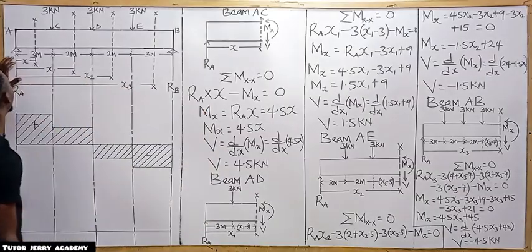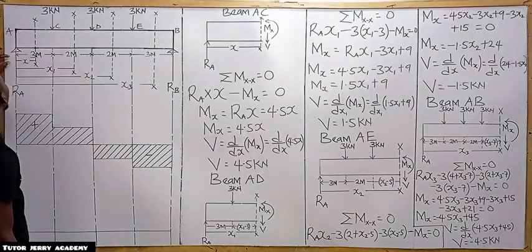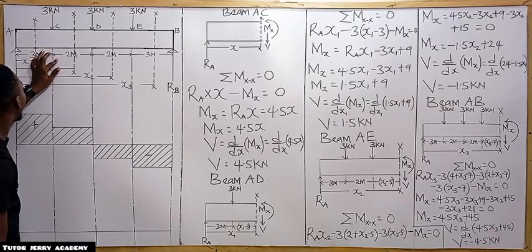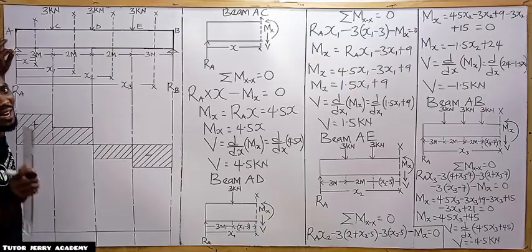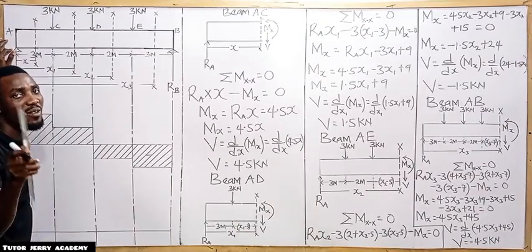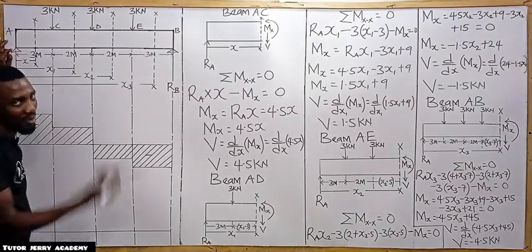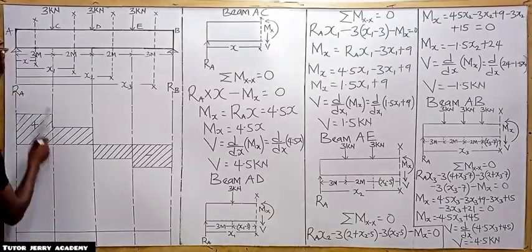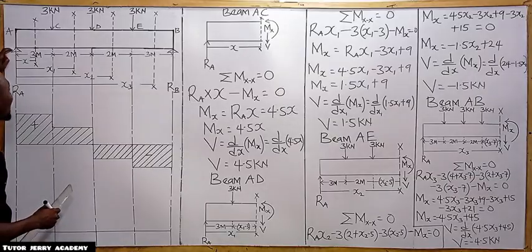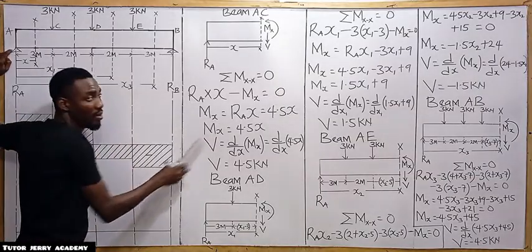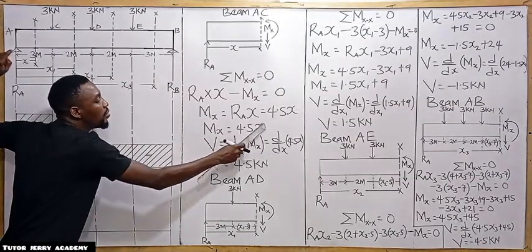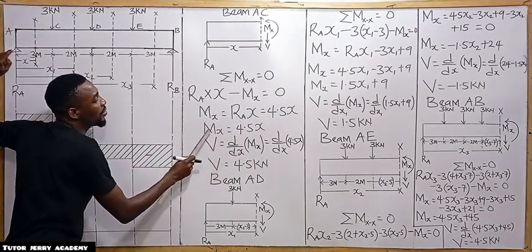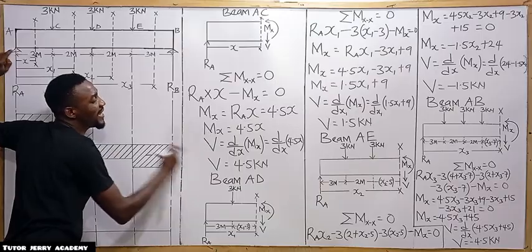Now if you check beam AC, the total distance that we have there is 3. At point A, what is the value of S there? The value of S at point A is 0, right? So it means if you want to get the bending moment at point A, the value of S will be 0. Do you understand? So we are just going to substitute S to be 0 here, and we are going to get the bending moment at point A.